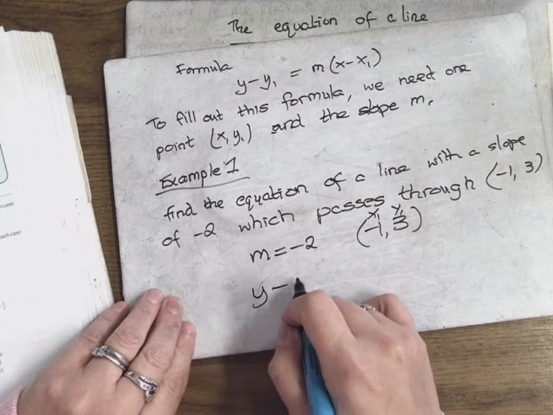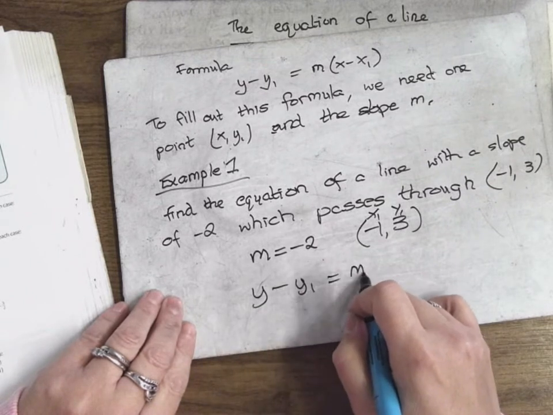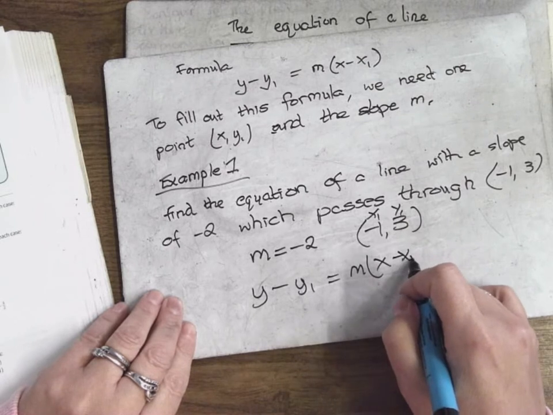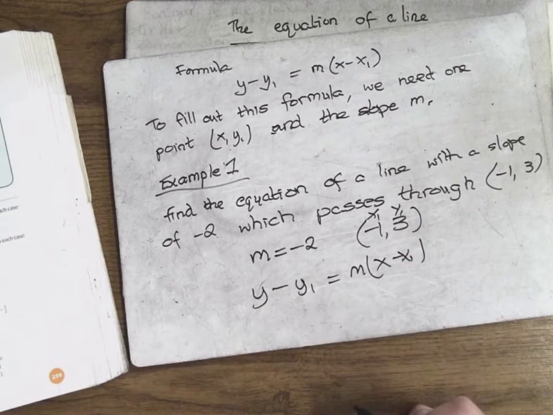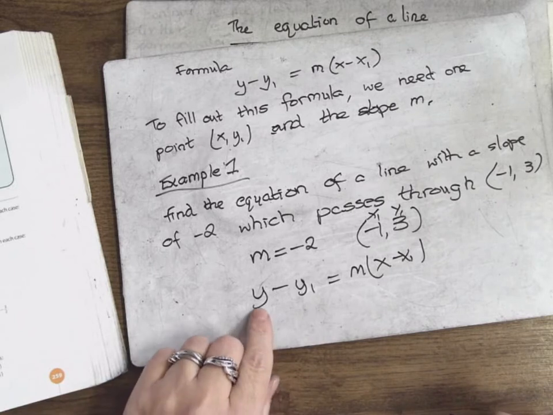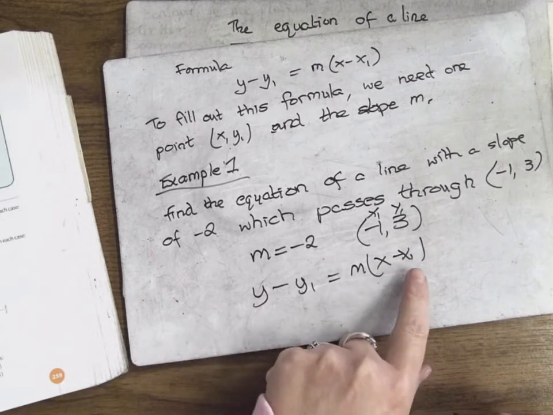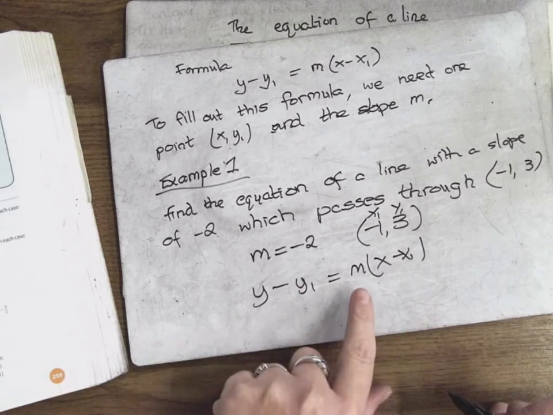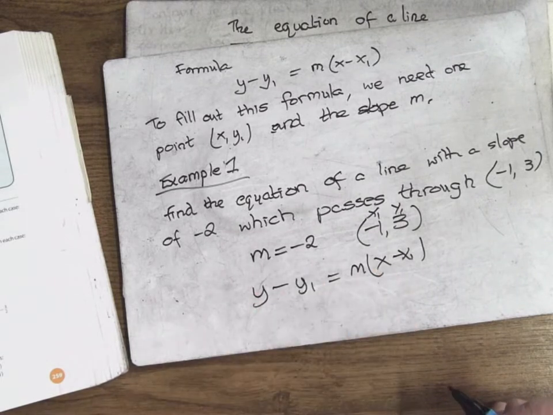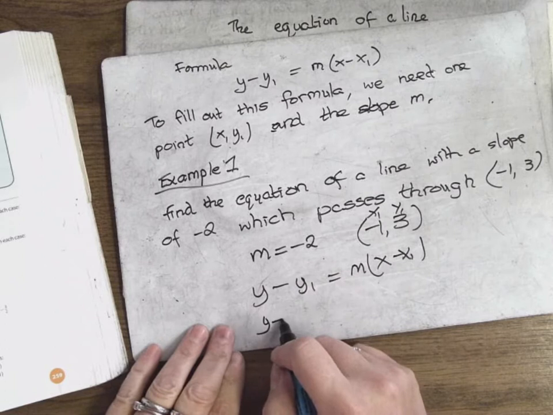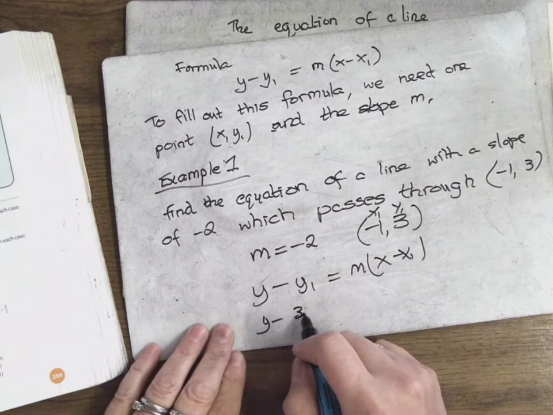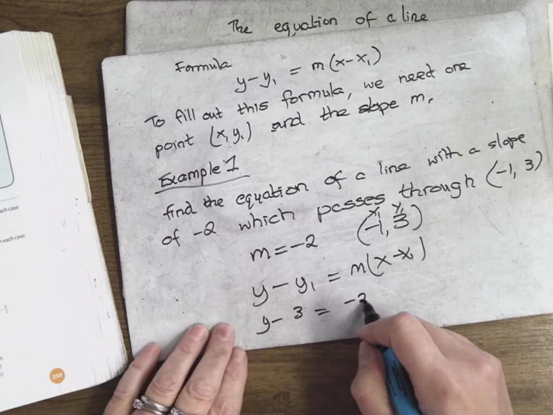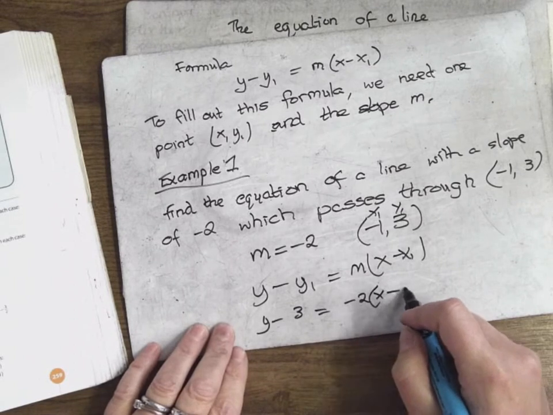So y minus y1 equals m into x minus x1. My answer is going to have an x and a y term in it, isn't it? I'm going to end up with something like 2x plus y equals 7. So you never fill in for the y, you never fill in for the x. You fill in for x1, y1 and m. Do not fill in x and y. So it's y minus y1, which is 3, equals m, which is minus 2, into x minus 1.